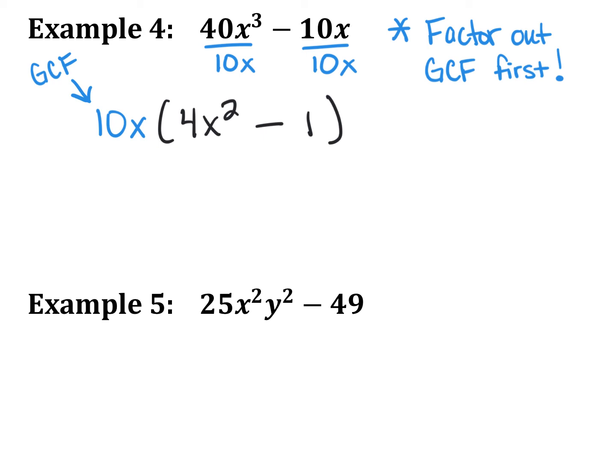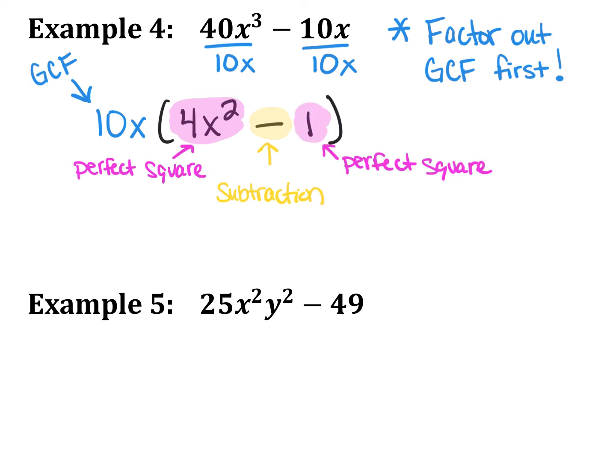So now that I've divided the 10x out, I'm going to start to look at what's left over inside the parentheses. This 4x squared minus 1 is starting to look like a difference of squares to me. So the first thing I'm noticing, that difference, that minus in the middle, and then the 4x squared is in fact a perfect square, and actually 1 is also a perfect square. Remember, that was the first number we filled in our chart. Remember, 1 squared is 1. So this is now a difference of squares. So we can factor further.